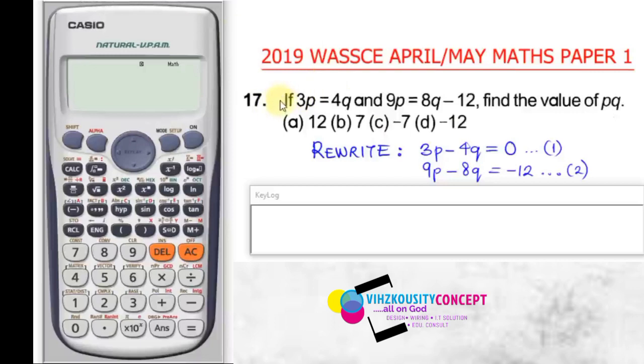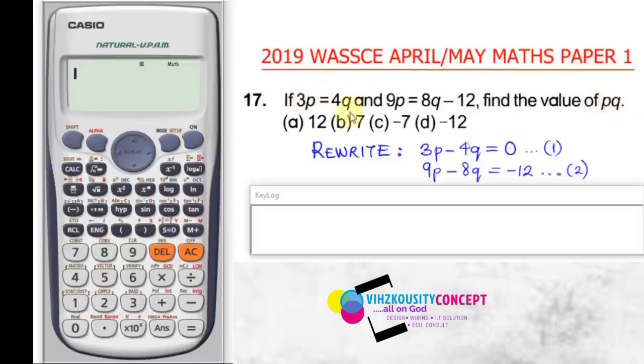Here in question number 17, we are told that if 3p is equal to 4q and 9p is equal to 8q minus 12, we have to find the value of pq. Note what we are requested to find. It is the value of the product of p and q.